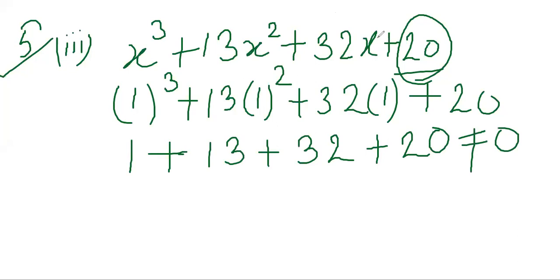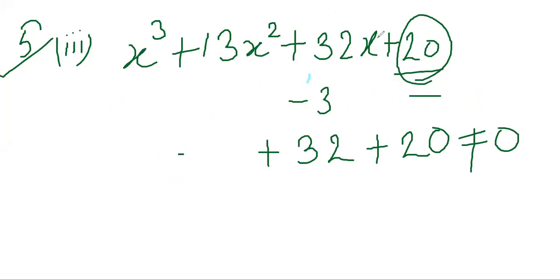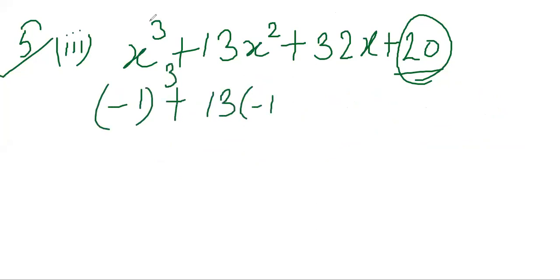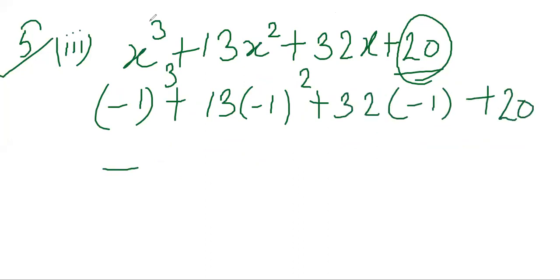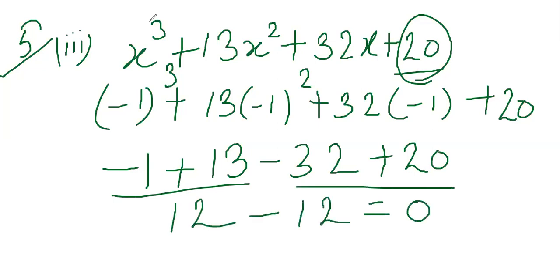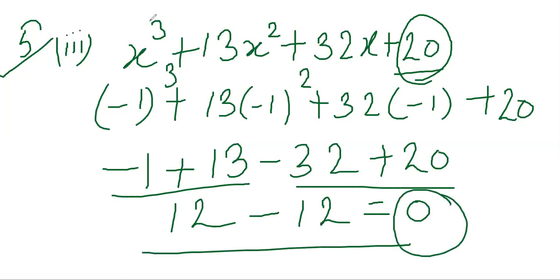So next we'll put minus 1 here. Minus 1 cube plus 13 into minus 1 square plus 32 into minus 1 plus 20. Then minus 1 plus 13 minus 32 plus 20. Now check, it will be 12 minus 12, which is equal to 0. So yes, now here we find 0. So we can say that x is equal to minus 1 is the zero of the polynomial, right?